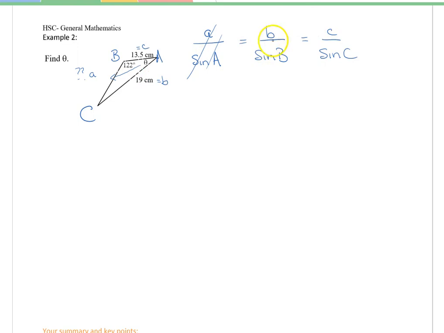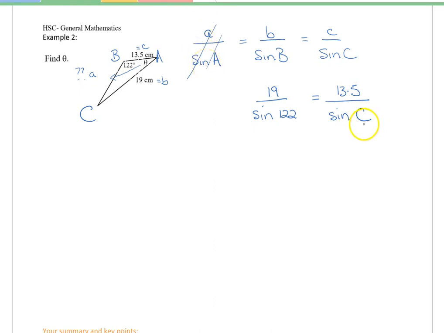Let's have a look. B is 19 over the sine of angle B, which is 122. C is 13.5, and we'd have sine of angle C. Now, you'd be saying, but that's not answering the question. The question asks to get theta. Well, at the moment I can't get theta because theta is part of two unknowns.